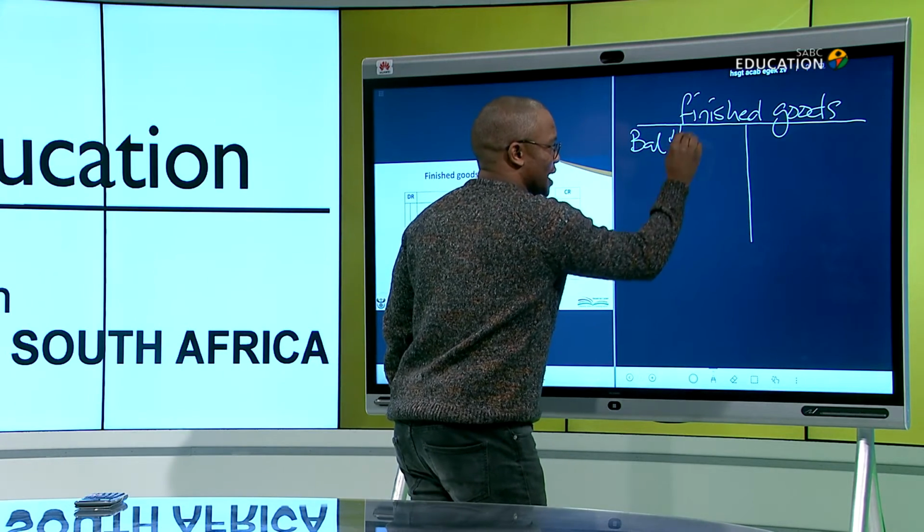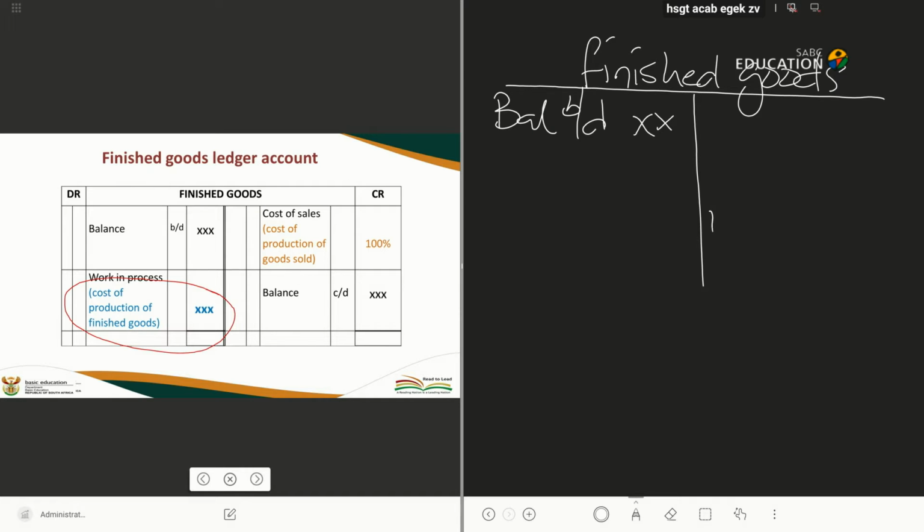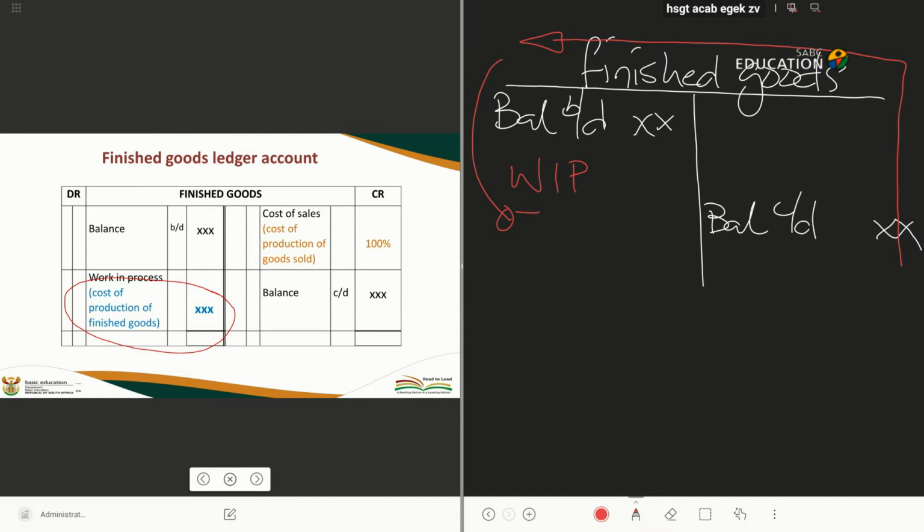If you have your balance brought down here as an amount, and you have your balance carried down as an amount, so when you turn this way, you must know that you are calculating the work in process, which is your total cost of production of finished goods. Which amount are we referring to? We are referring to this amount. But now, if you have to calculate this cost of sale, as you can see, my dear learners, I said it is 100%.